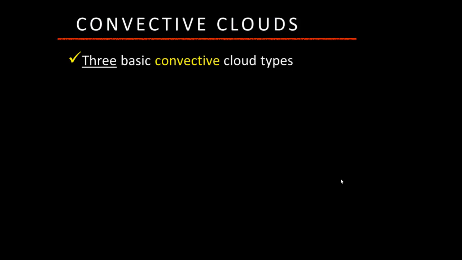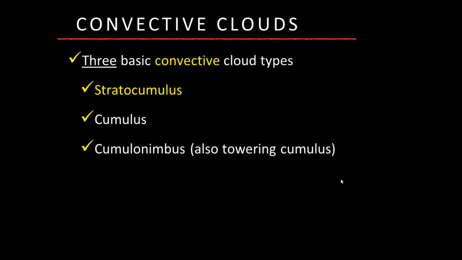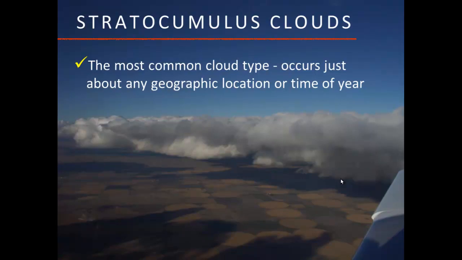All right, let's now switch our attention to convective clouds. There are three basic convective cloud types in my mind to think about, again, for using the SKEW-T diagram, and that is stratocumulus, cumulus, and cumulonimbus, or towering cumulus. Now, let's first of all talk about stratocumulus. We're going to look at a little more details later on with stratocumulus clouds.